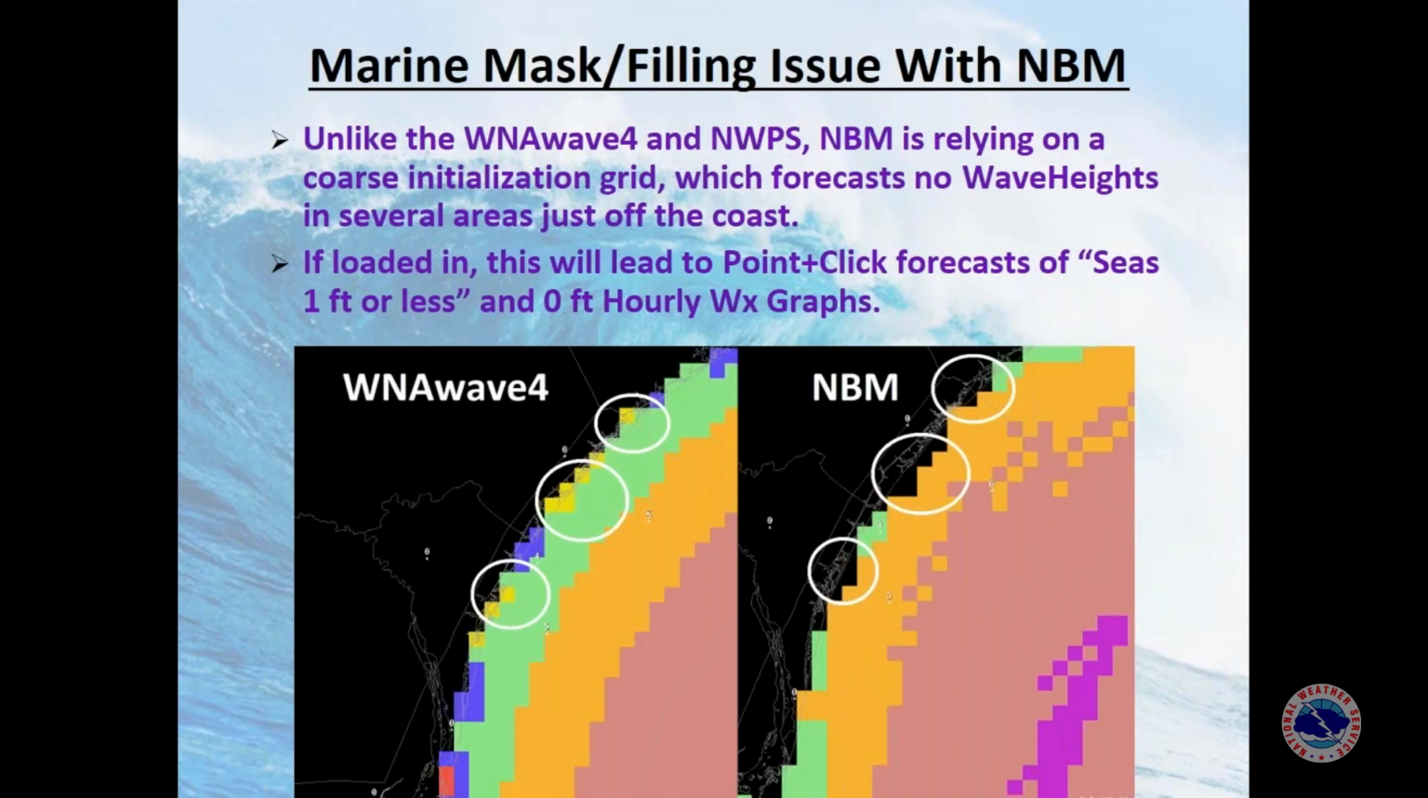Also of note, there's definitely a marine mask filling issue with the NBM. Unlike the WNA Wave 4 and the NWPS, the NBM just has a coarse initialization grid. It gets worse over time, but if you were to load NBM directly into your forecast grids, a mariner could click on a point-and-click forecast, say right off Wrightsville Beach, and it would say seas 1 foot or less.